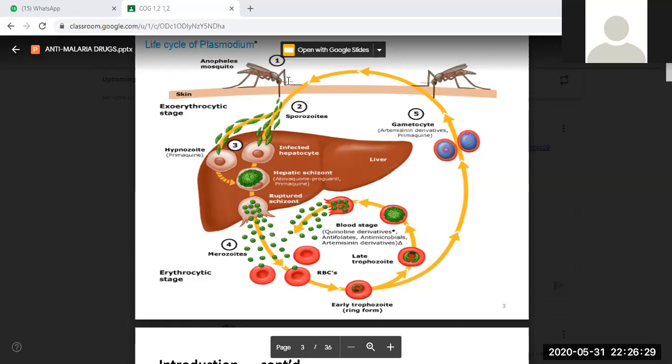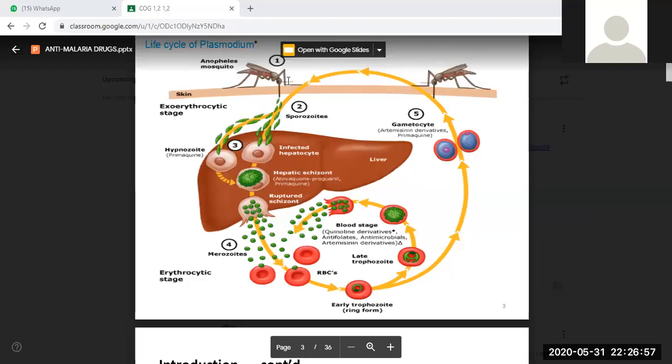Okay? So, the schizont is a mature form of the sporozoite, and then it's going to rupture to form smaller parasites known as merozoites. And then these merozoites are the ones that are going to start infecting the red blood cells. And then we are saying this is why we are calling it the erythrocytic stage, because the red blood cells are involved.